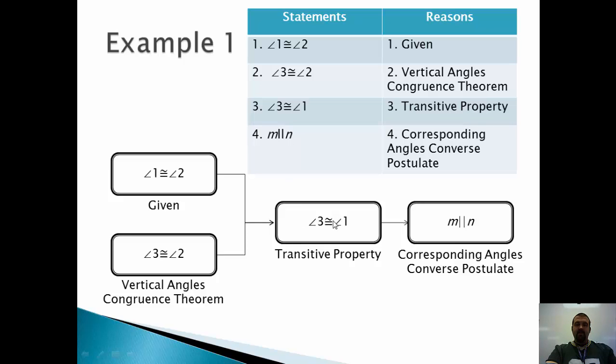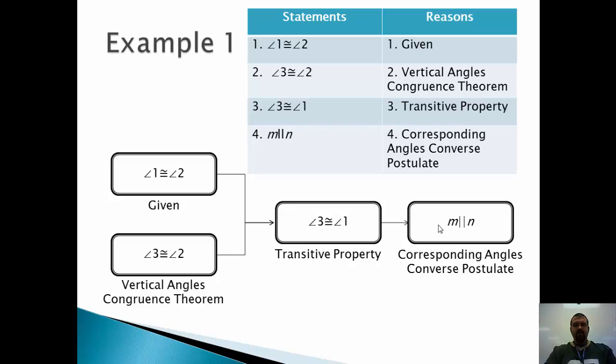The next one, angle 3 being congruent to angle 1, is a combination of these two. Angle 1 is congruent to angle 2, and angle 3 is congruent to angle 2. And because they're congruent to the same angle, angle 1 and angle 3 have to be congruent to each other. That happens to be the transitive property. And these two statements combine for this one. And then last but not least, if angle 1 and angle 3 are congruent, that causes the lines to be parallel. So this is a direct link right there. There's one arrow. Good. Done. And there we go. That's an example of a flow proof.